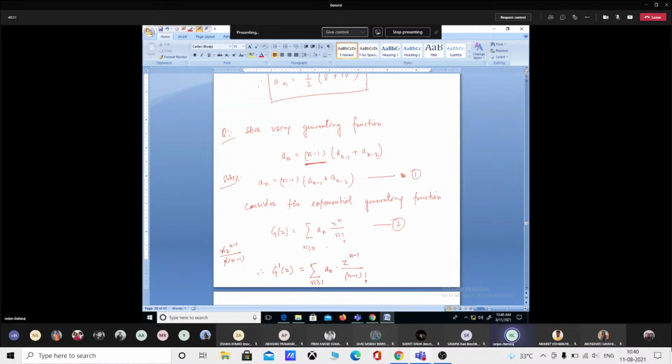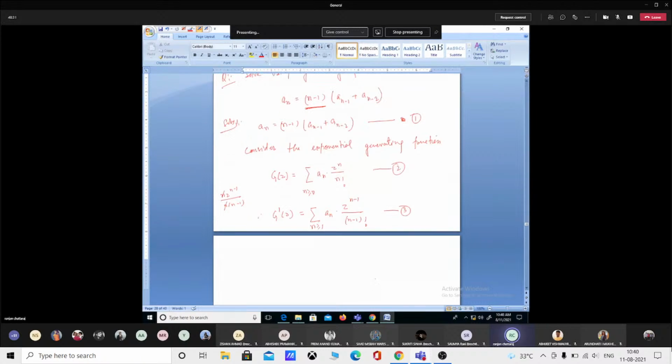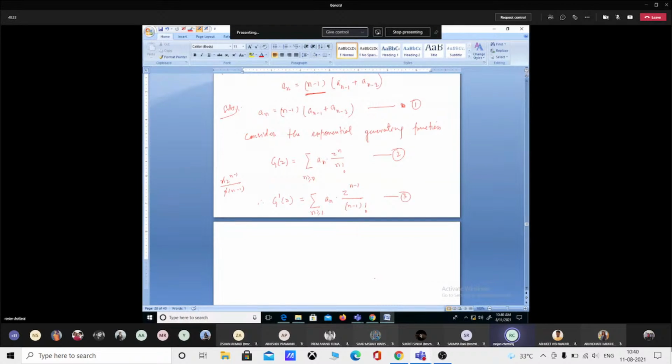Is it clear? Yes, sir, simple derivative. Okay. So the question is why I am taking the derivatives. You see here we have a_n, and here we have n minus 1 factorial. This can be written as n minus 1 into n minus 2 factorial. Okay, so n minus 1 and n minus 1 will be cancelled out. Is it clear why I am considering this exponential term as well as why I am taking differentiation of this?